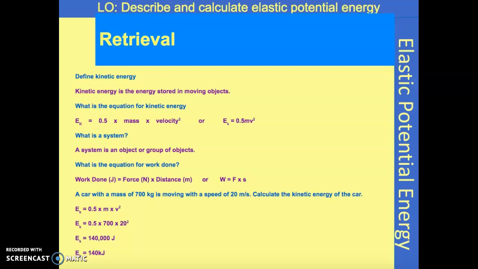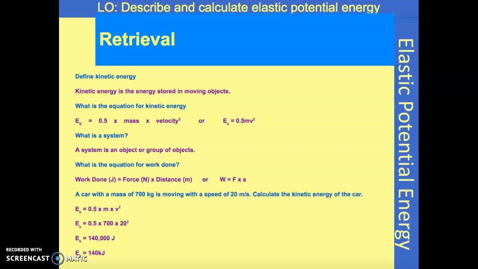What's a system? It is an object or a group of objects. What is the equation for work done? Work done is force times distance, or again, if we want to write it in symbols, W equals F multiplied by S.